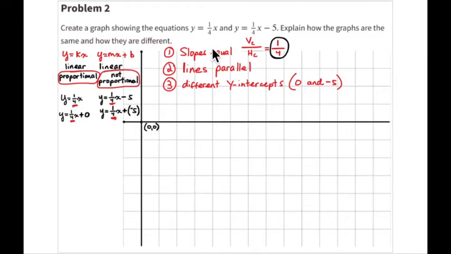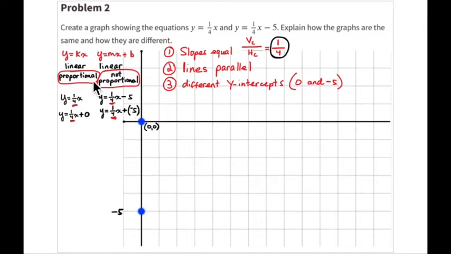On the other hand, the equation on the right, same slope. So for 1 unit of x, the y unit is going to change 1/4 of x. That's the same for the first equation. But now this one's going to cross at y equals a -5. So I'm going to change this from subtracting a +5 to adding a -5. It's just easier to see that it crosses the y-axis at a -5.